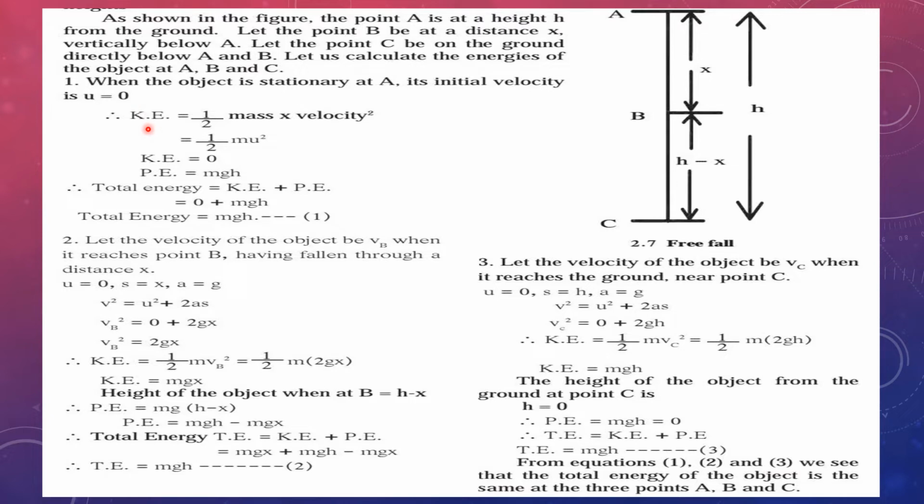Now, we have to calculate the kinetic energy of the object at point A. Now, you know the formula of kinetic energy. Kinetic energy is equal to 1 upon 2 into mass into velocity square. That is equal to 1 by 2 into mass into u square. But here u is the initial velocity and it is equal to 0. Therefore, if we replace u equal to 0 in this formula, we get the value of kinetic energy as 0. And thus at point A, the object has 0 kinetic energy.